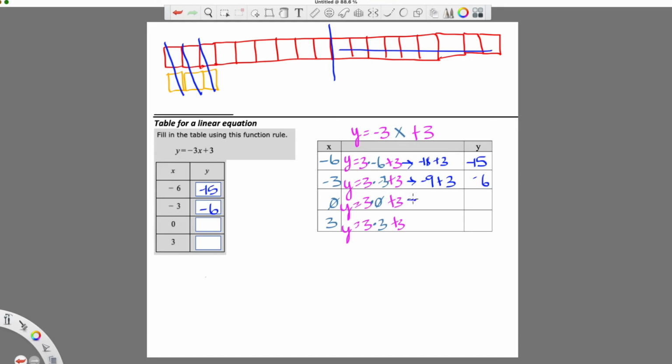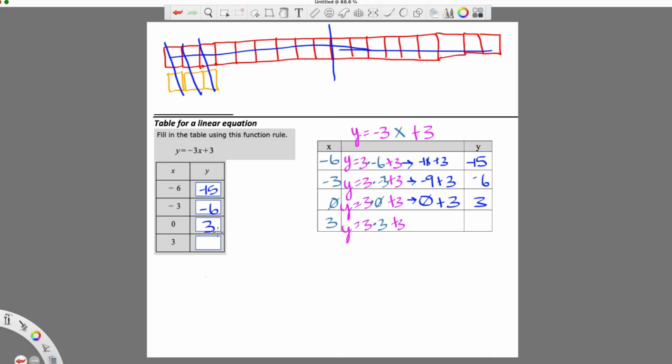All right, so this next one I have 3 times 0, which is 0, plus 3. So you're welcome to use algebra tiles on that one, but we wouldn't have anything at all in the negative here. We would only have the 3, and they wouldn't be crossed off because there's nothing to cross them off. So we just have the 3 there.